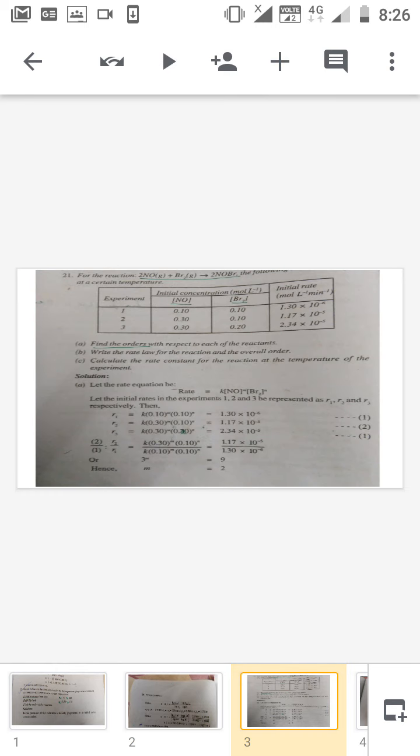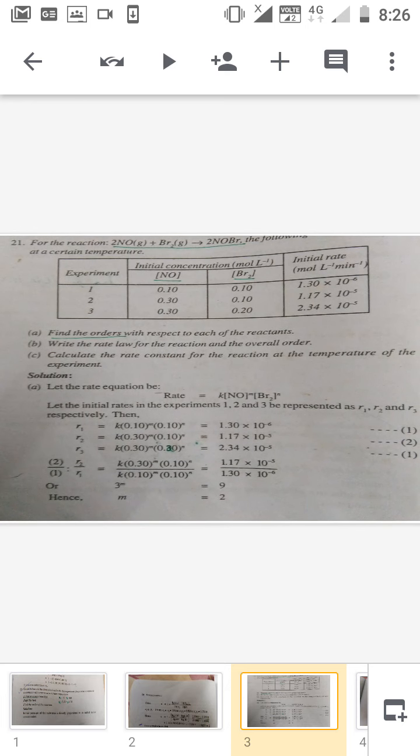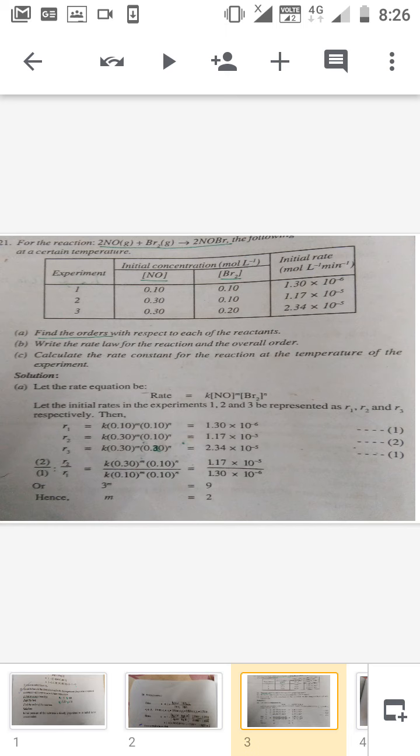Next problem, for the reaction 2NO gas plus Br2 gas to give 2NOBr, the following data were obtained at a certain temperature. This data is given in the table. So our question is to find out the order with respect to each of the reactants.